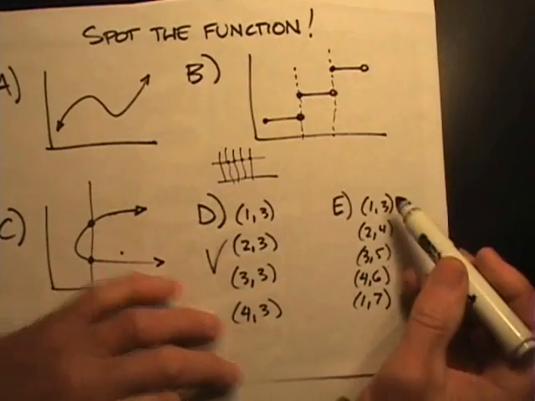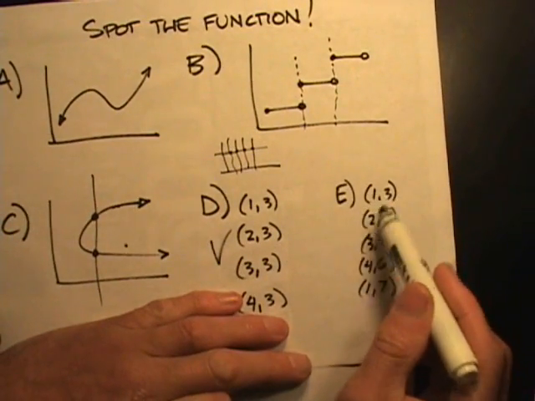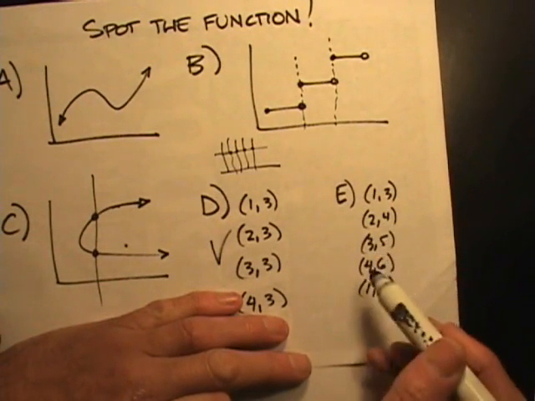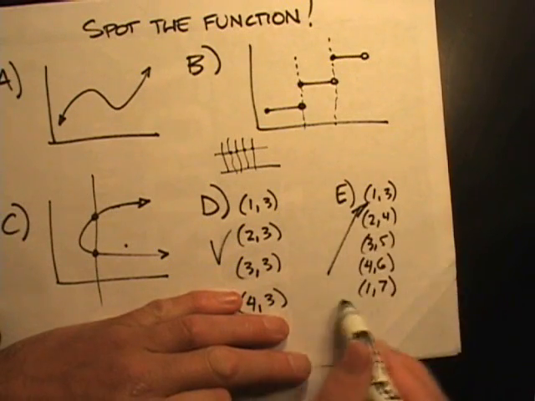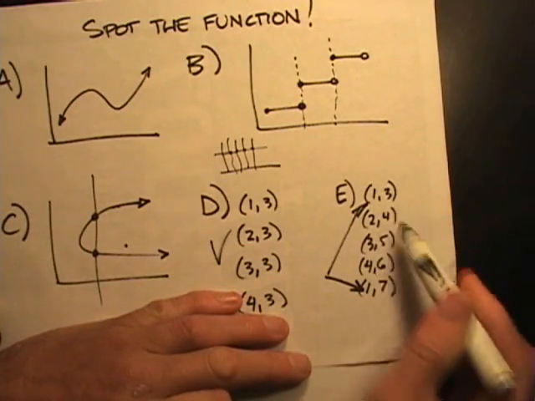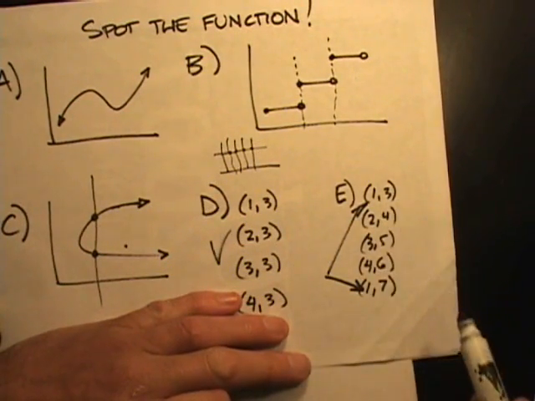So this one is A-okay. This one, however, appears to start off all right. It's going 1, 3, 2, 4, 3, 5, 4, 6. But then here's where we get to the major problem. That 1 is repeated, but the 3 and the 7 are different outputs.